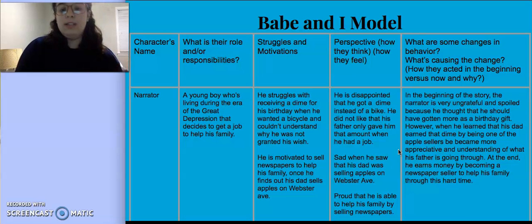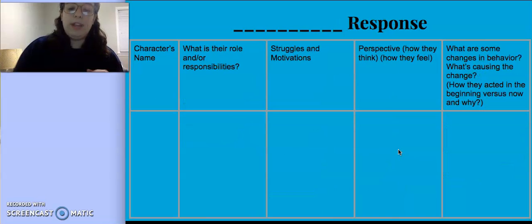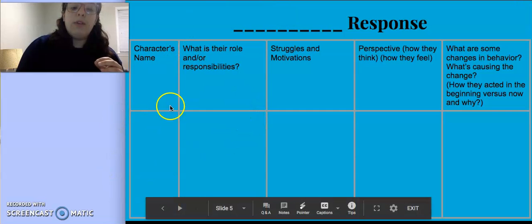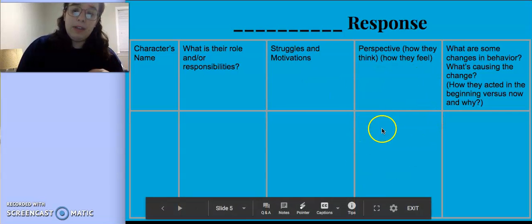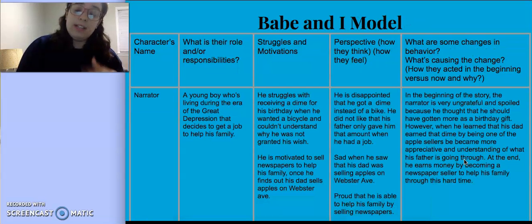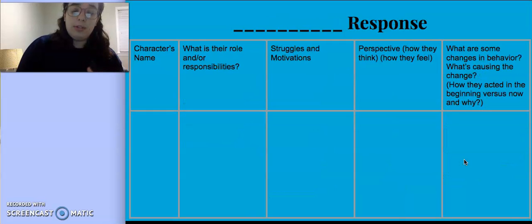So this is the model of what I did for The Babe and I that you are going to do for your own main character in your own historical fiction book. So on this last slide, you're going to fill in your character's name, what are their roles and responsibilities, their struggles and motivations, their perspective of how they're thinking and how they're feeling, and how they've changed in the book so far. So you can refer back to this slide of The Babe and I that I made an example of for you to be able to do this.